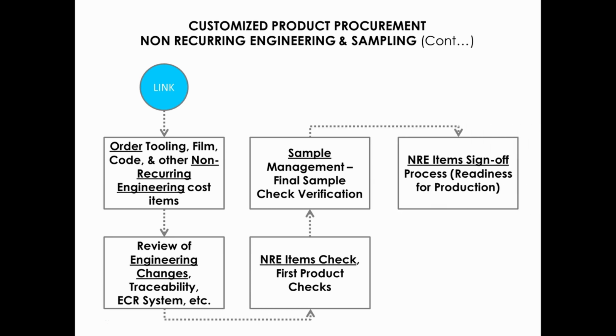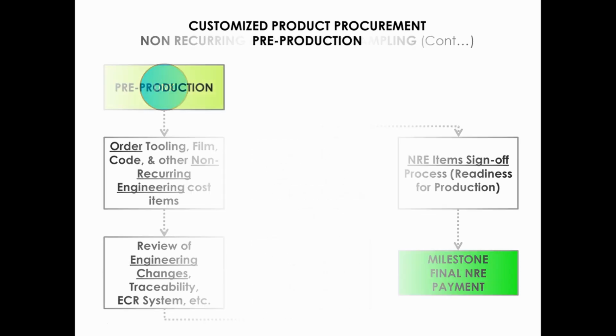The next step in this phase is the actual product and NRE item sign-off. This would include you checking every aspect of the parts being produced, as well as signing off the functionality and the working state of the NRE item itself. This would be a milestone in your new product introduction plan. It would be the production ready milestone. It also concludes the NRE and sampling phase. Moving on to phase 3, this is the pre-production phase.